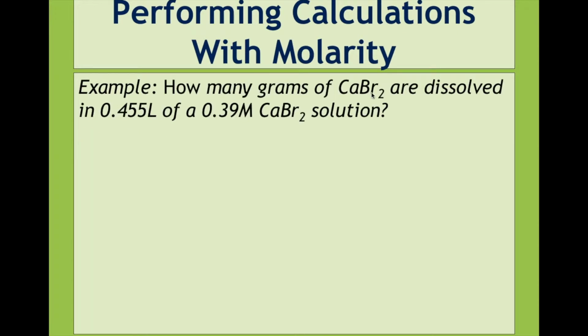How many grams of calcium bromide are dissolved in 0.455 liters of a 0.39 molar calcium bromide solution? So basically we're looking for grams. Unfortunately, our equation is going to give us moles. And then we just simply convert moles to grams using dimensional analysis, and that's just a one-step problem. You just have to grab the mass of calcium bromide off the periodic table. So molarity we actually have, it's the 0.39. Moles is what we're trying to find, and then the liters is 0.455 liters.